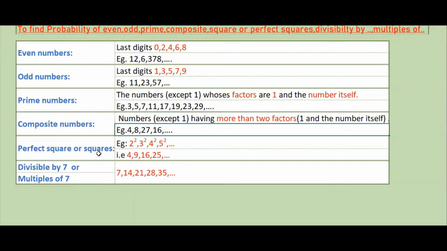And perfect squares are 2 square, 3 square, 4 square, 5 square. Those are 4, 9, 16, 25, etc. These types of numbers are called square numbers or perfect squares. And divisible by 7 or multiples of 7: you can see here, multiples of 7 are 7, and 7 twos are 14, 7 threes are 21, 7 fours are 28, etc. These types of numbers are multiples of 7 and these are divisible by 7 also.